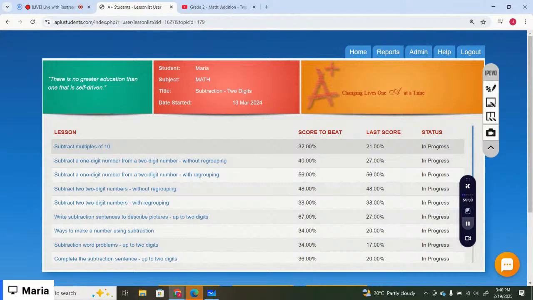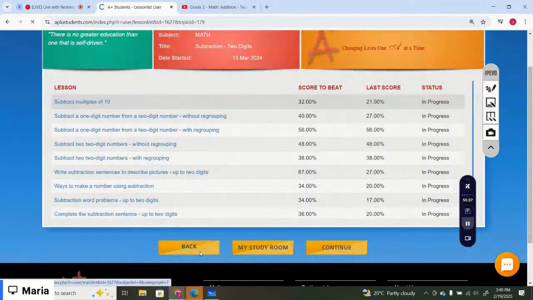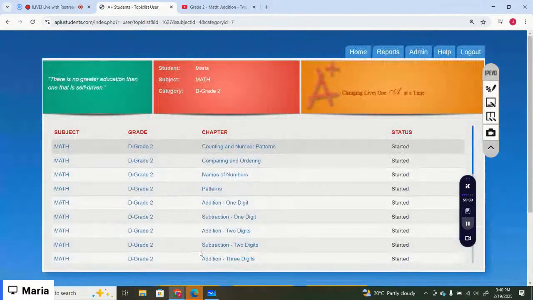So please make sure before the next session you complete all the practice questions for the lessons we just did. That is your homework until next session.